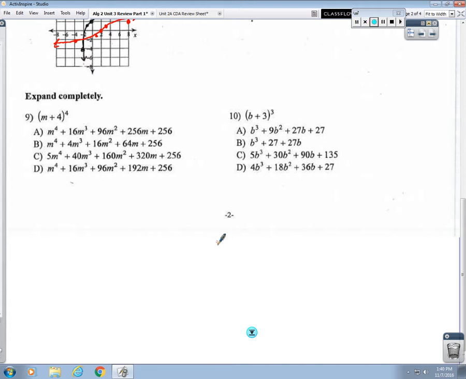(m + 4) to the 4th power. This is Pascal's triangle. Let's go over quickly how to recreate the triangle. 1, 1, 1, 1, 1 goes all the way down the diagonals. Okay? And so here's your first blank. Stop. That's a 2 because 1 plus 1 is 2.